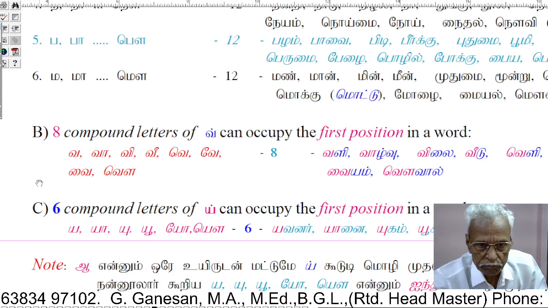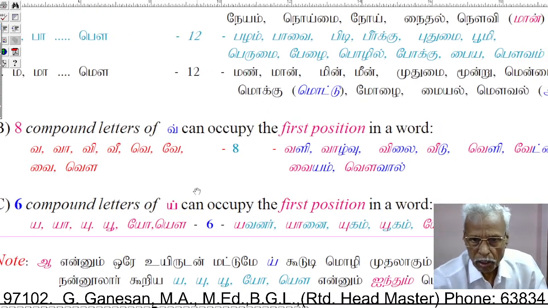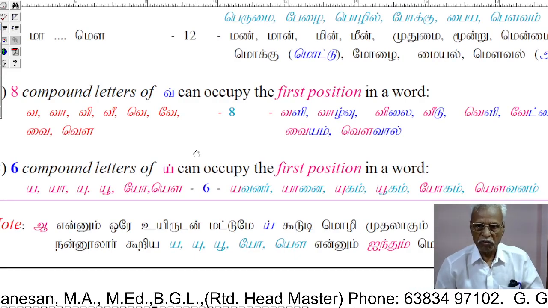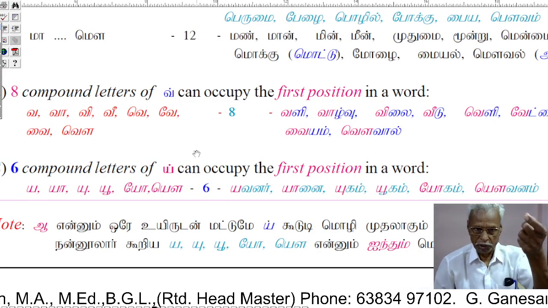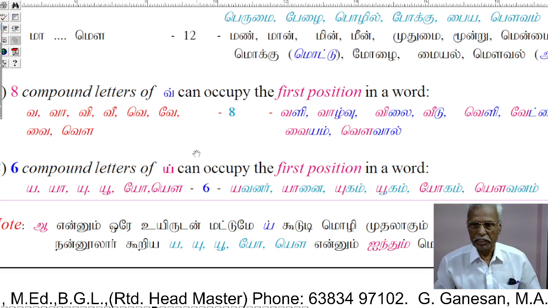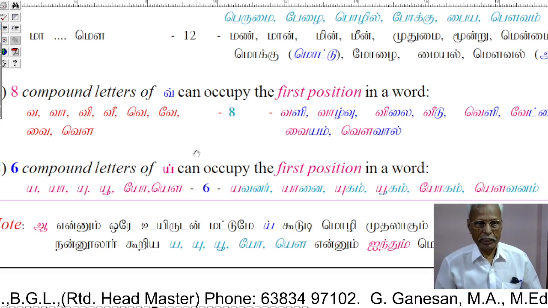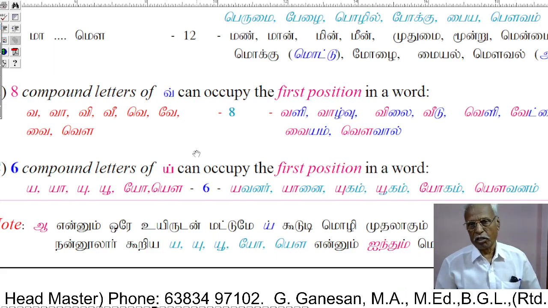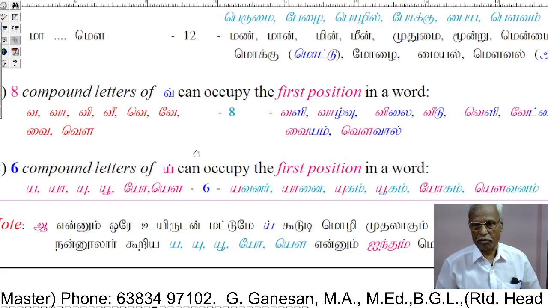What are they? It is Va, Vali, Vi, Vilai, Vi, Veedu, Ve, Veli, Ve, Vetai, Vai, Vayam, Vau, Vavval, not Vidaval, Vavval.